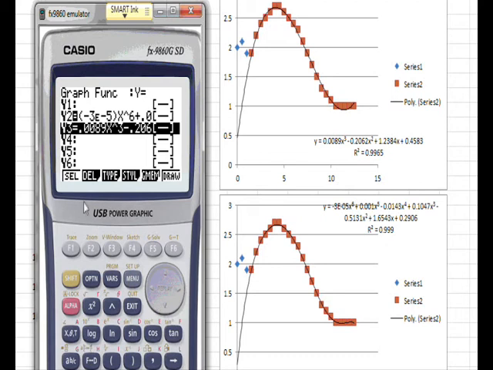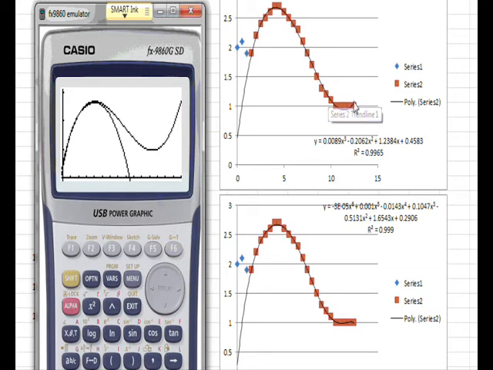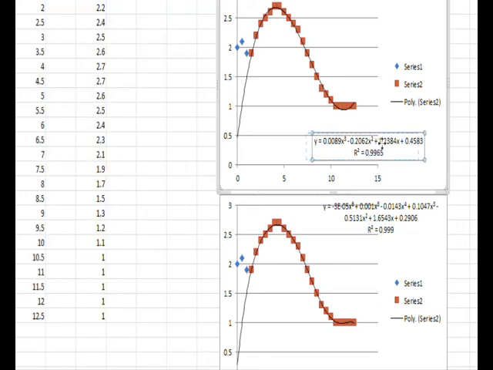If we were to graph the cubic function, second graph now, we can see actually is a better approximation for the graph we have. It actually turns upwards. So it appears that even though the r squared value isn't as high, the cubic function is the better function based on what we're seeing on the graphics calculator.